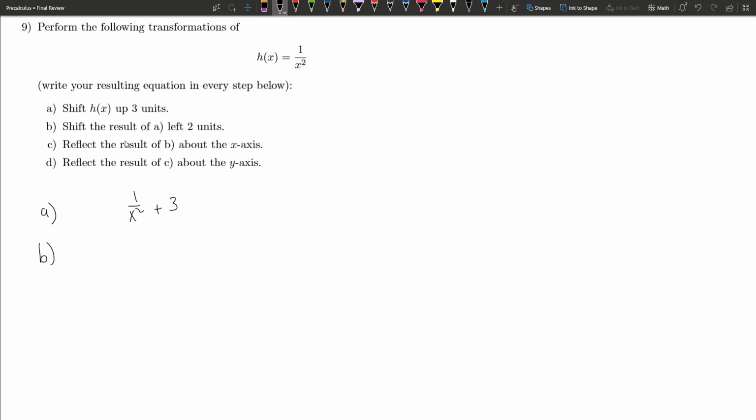So let's do B. Shift the result of A. So we're not even looking at that original one anymore. We want to look at this left 2 units. Now, when you want to move a function, I'm just going to write a standard function on the side here. Let's look at y equals x squared. If you want to shift it up and down, you add a number over here, or minus a number if you want to shift it down. But if you want to shift it left and right, with the x itself, you have to either add or subtract a number here. Now the thing with this one is, it's the opposite sign of whatever number you're putting here. Why this is the way it is, again, I'm not going to get into detail.